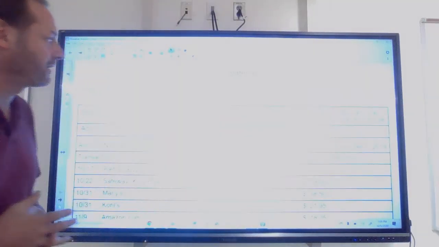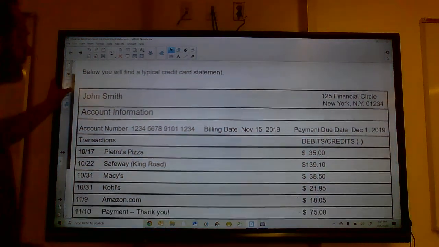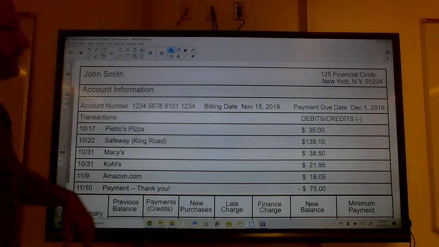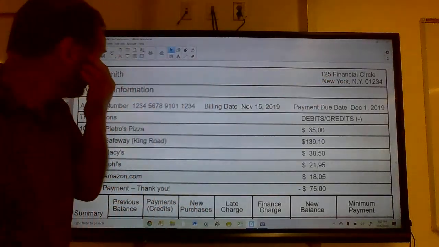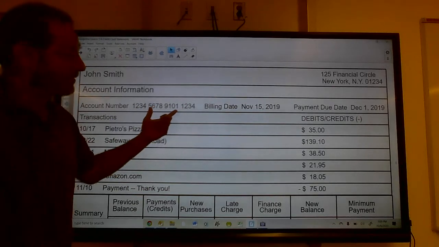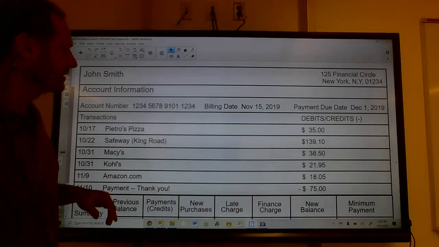Okay, let's talk about credit card statements today. So here's a representation of a typical credit card statement. It's got your name, it's got the company address, your account number. It's usually a 16-digit number. Okay, shouldn't be giving that out except if you're purchasing something.